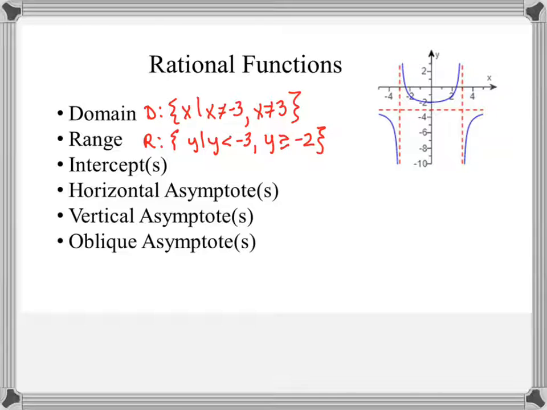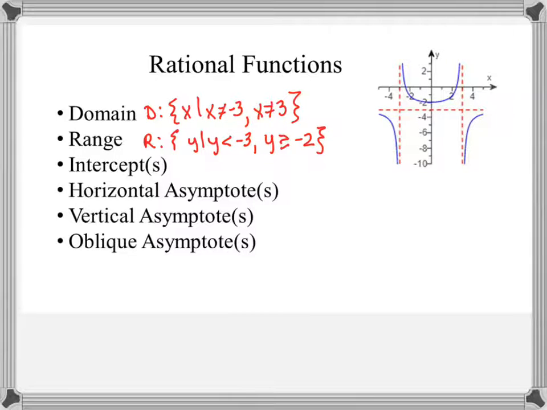For the range, we have two different areas where we see y values on this function, which is the blue graph part. It's the set of all y's such that y is less than negative 3, so below that horizontal asymptote. And then above the horizontal asymptote, we do see a shape where the lowest y value is negative 2. So y is greater than or equal to negative 2.